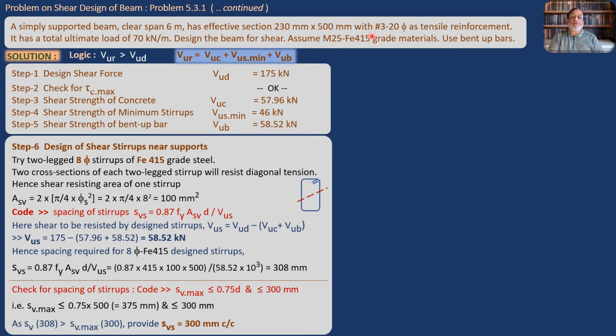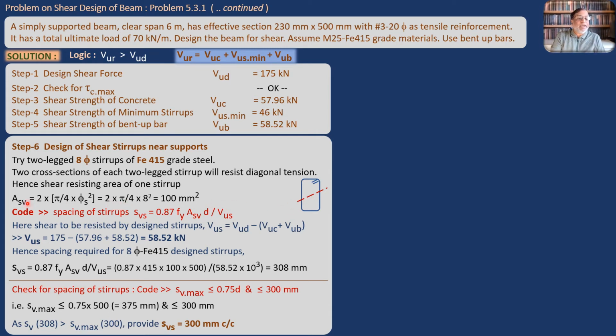This Fe415 was for the bottom bars, the tension bottom bars of 20 mm. You could use a different grade of steel for the stirrup also. But right now we are not using a different grade and we are using the same grade. So that Fy is 415 into 100. What is this 100? This 100 is ASV. What is ASV? ASV is the area of cross section of the two legs.